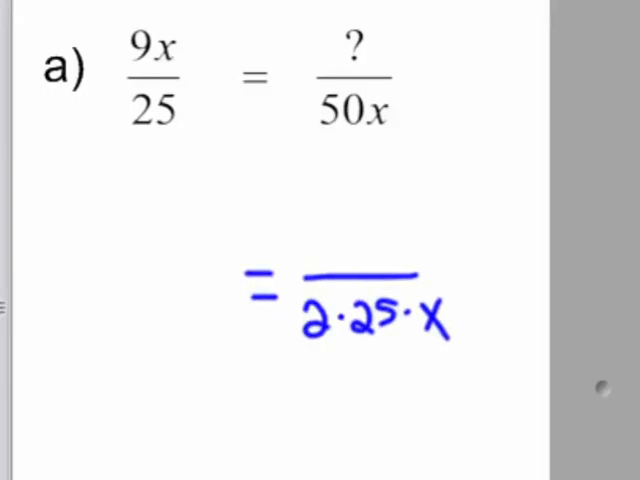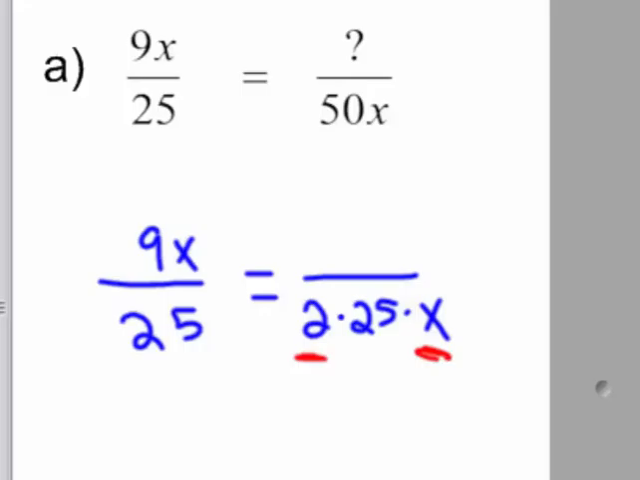So 50x, I'm going to think as 2 times 25 times x, and then I have 25 on the other one. Now again, they have to have the same things in them for a common number. So that has a 2 in it and another x. Well, this one has to have a 2 and an x in it. And again, the rule is what? If I do it to the bottom, I have to do it to the top, because that's really multiplying by 1, which doesn't change it. We're just rewriting it.